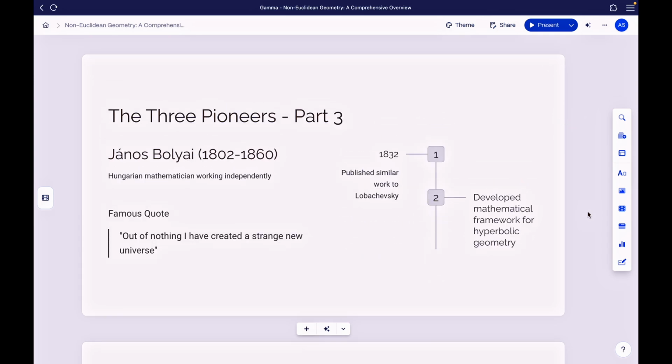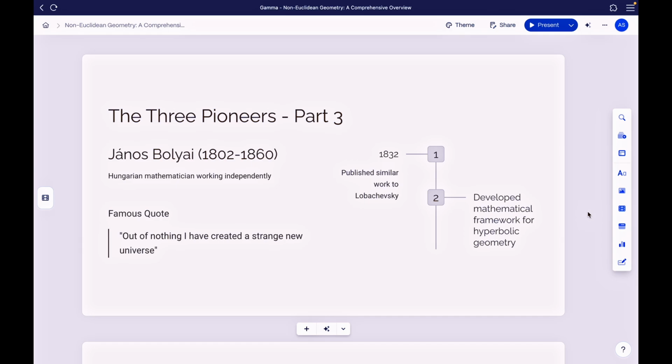The third of the three pioneers was János Bolyai, who lived from 1802 to 1860. He was a Hungarian mathematician working independently, without any team or a lot of apprentices. His famous quote is, "Out of nothing, I've created a strange new universe." In 1832, he published similar work to Lobachevsky with a few differences that weren't mentioned in the research that I did.